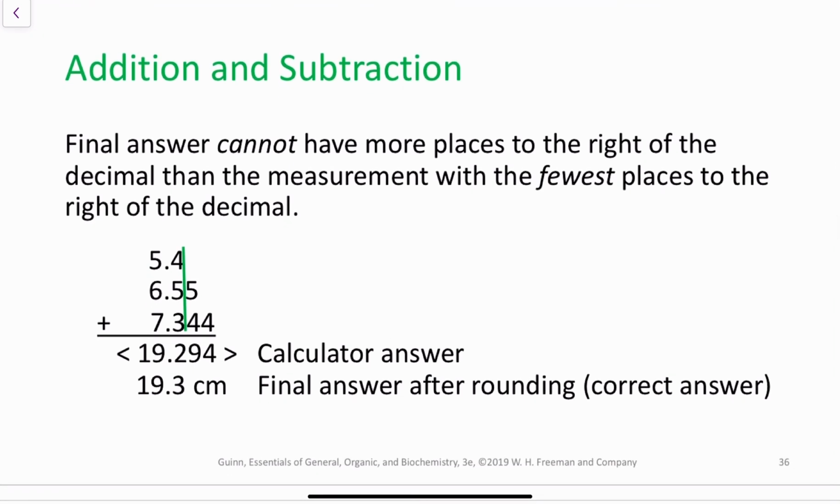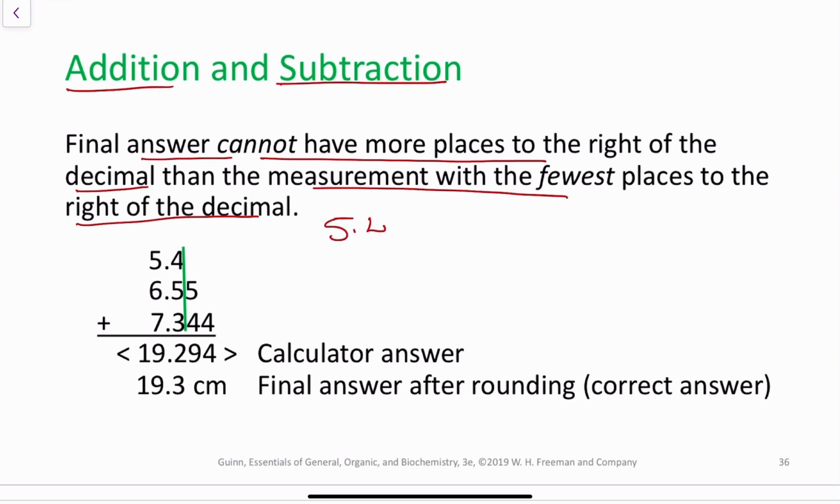Now let's try to use the addition and subtraction rule. So whenever you add and subtract, your final answer cannot have more places to the right of the decimal than the measurement with the fewest places to the right of the decimal. What does it mean? Your final answer cannot have more decimal places than the lowest decimal place you have in your numbers when you are adding or subtracting. For example, you are adding 5.4, then 6.55, then 7.344.